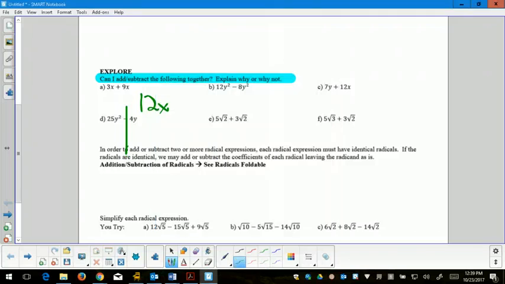Letter B. Who has an answer for letter B? Yes, 4y squared. What's the only other problem I can actually combine on this page? You can shout it out. E. And so that is 8 square roots of 2, because I have 5 of them on the left and 3 of them on the right. So in total, I have 8 of them.